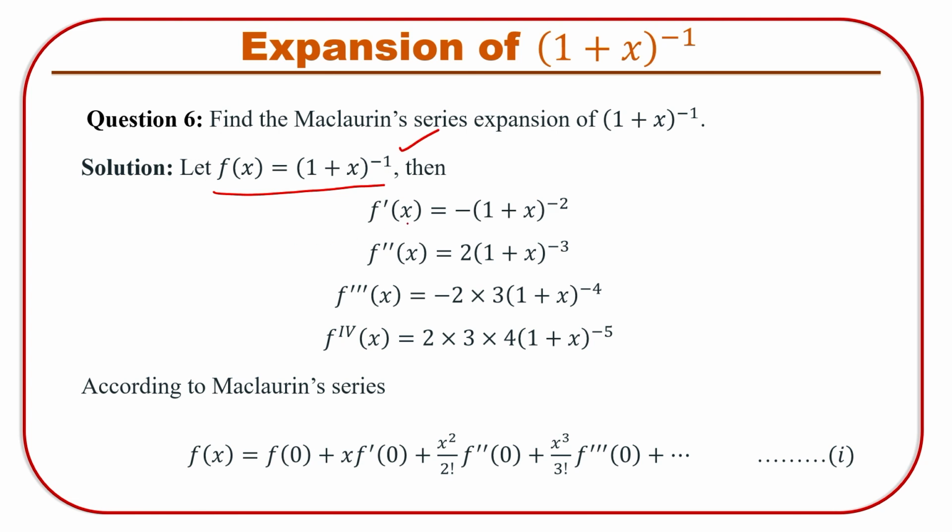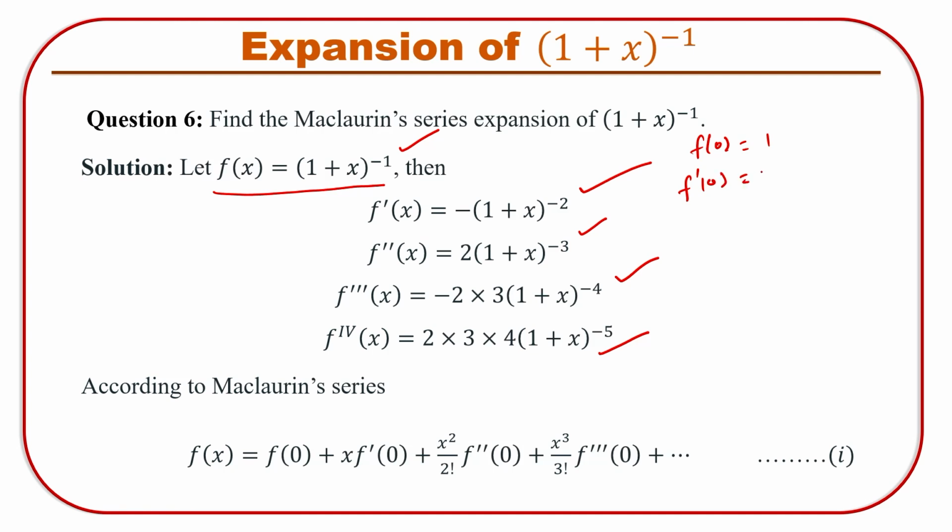So, f dash of x is equal to -1 into (1 plus x) to the power -2, f double dash of x is equal to 2 into (1 plus x) to the power -3, f triple dash is equal to -2 into 3, (1 plus x) to the power -4, and so on, right. Now, find out the value. Firstly, f(0) is equal to how much? This is equal to 1 to the power -1. So, this will become 1.